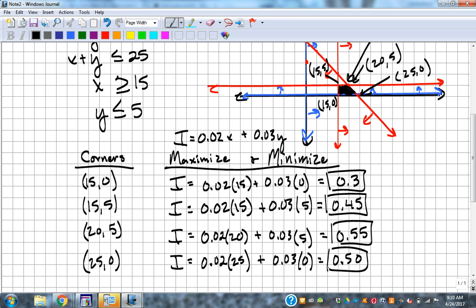Maximum's the biggest answer. Here's our max, and our min would be here. Out of that, the location of that would be at this place, and this place. The ordered pair is the location. The value is the max or the min part.